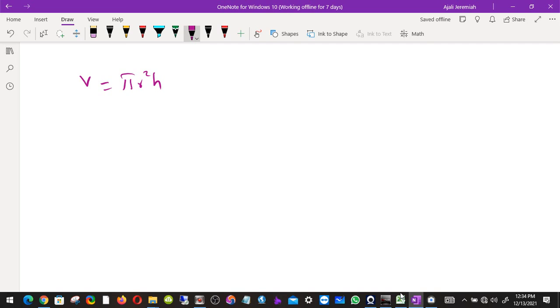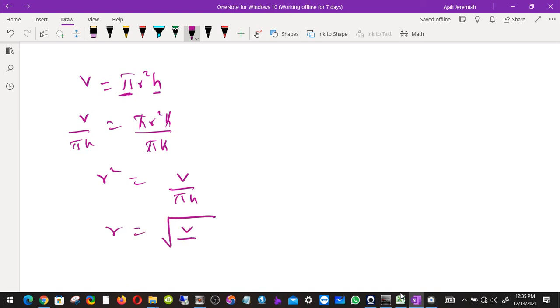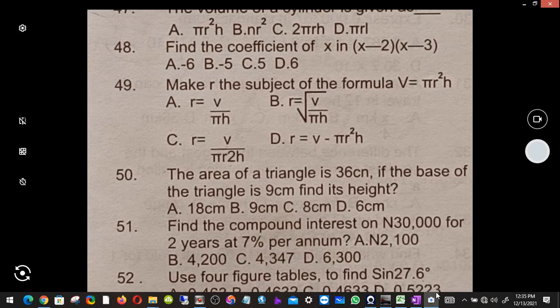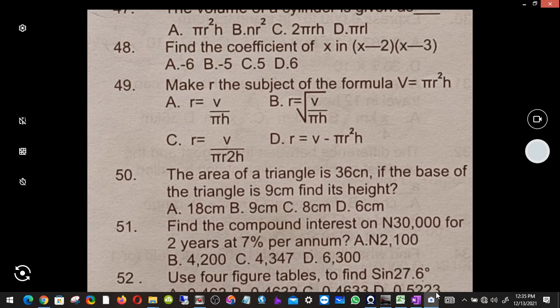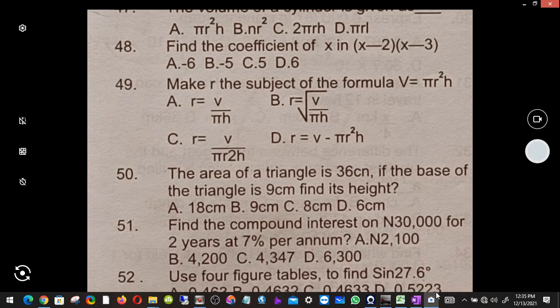We can calculate the total surface area of a cylinder too, and we can calculate the volume of a cylinder. So this is the volume of a cylinder. I want to make r the subject of formula. What should we do, please? Divide both sides by pi h. We remove pi and h from this side by dividing both sides by pi h. So V over pi h is equal to pi r square h over pi h. Pi cancels pi, h cancels h. So r square equals V over pi h. What should I do next? So r becomes square root of V over pi h. Option B.